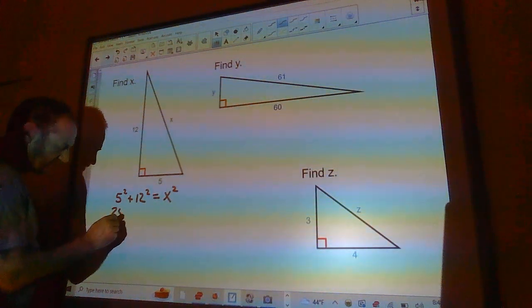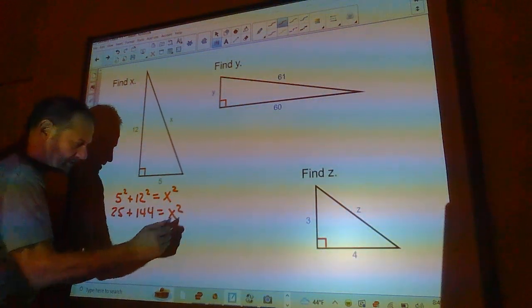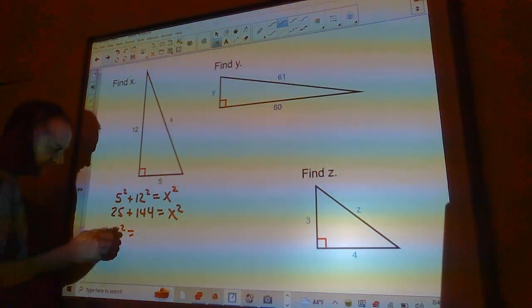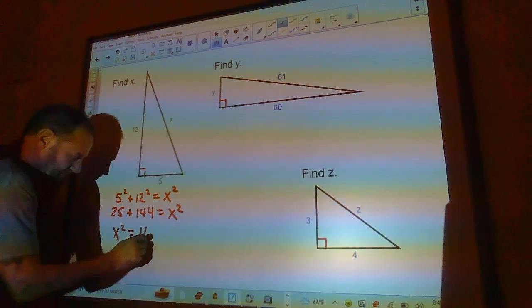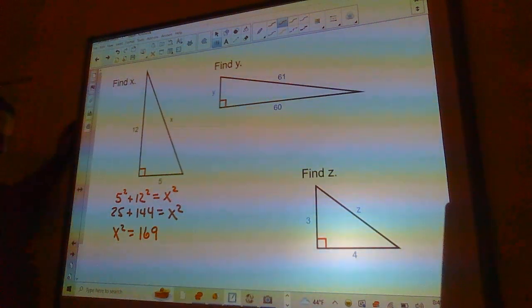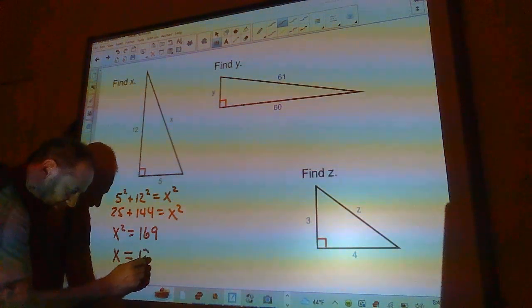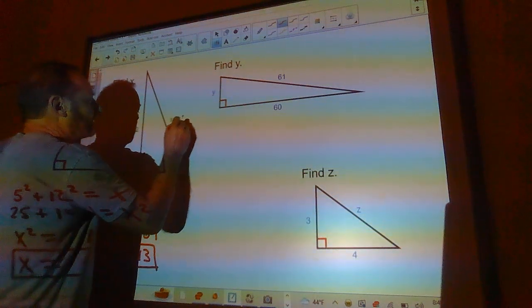So we know that 5 squared is 25. We know that 12 squared is 144. That equals x squared. So x squared, I just move this to this side because I always like to have my variable on the left side. 25 and 144 is 169. And then to solve this, I'm going to square root both of these, so I get x equals 13. So I know that the hypotenuse here is 13.